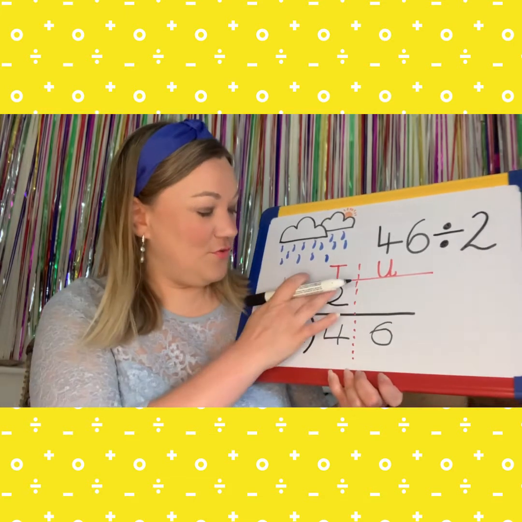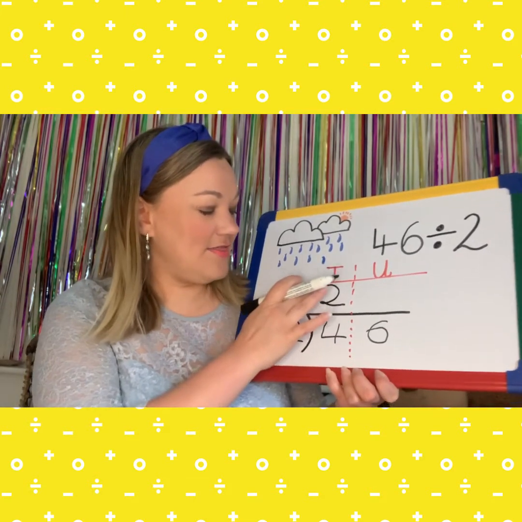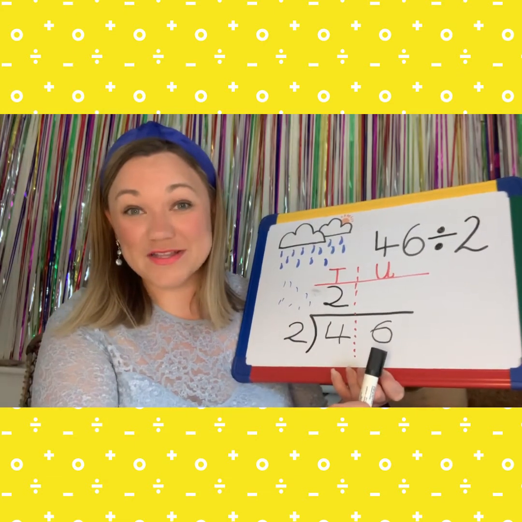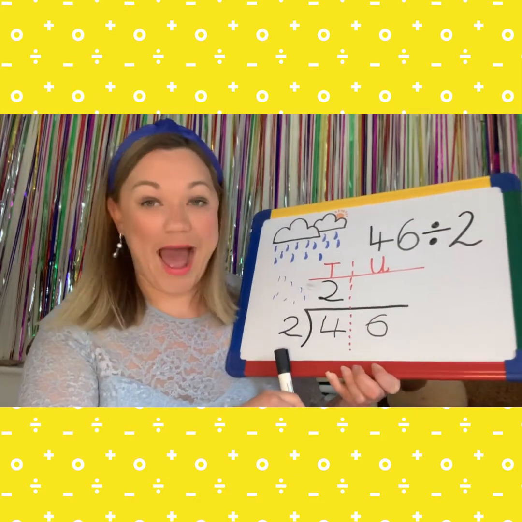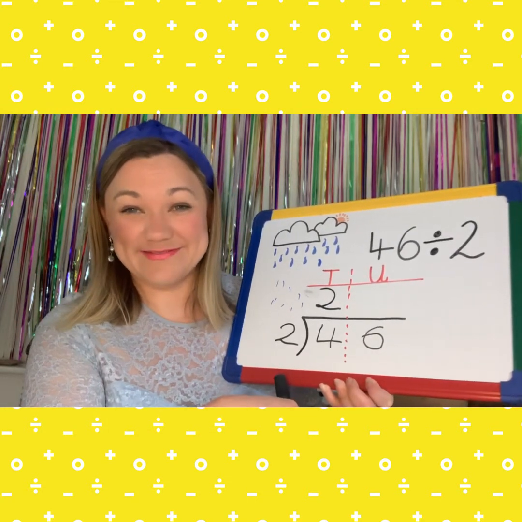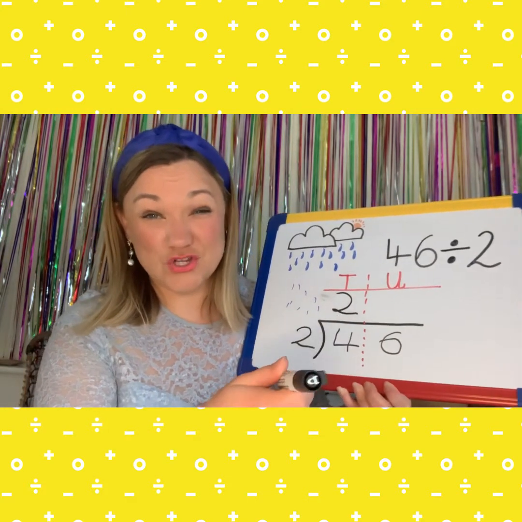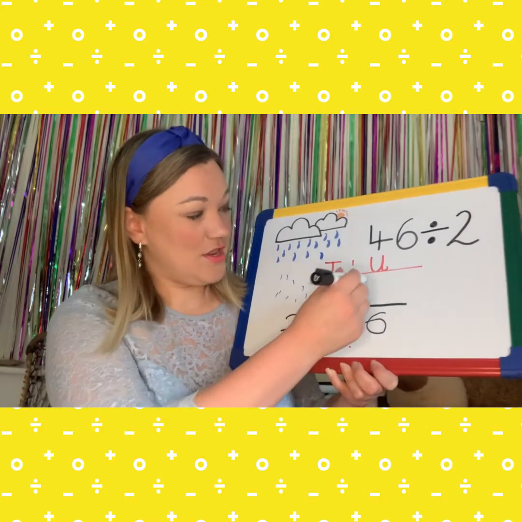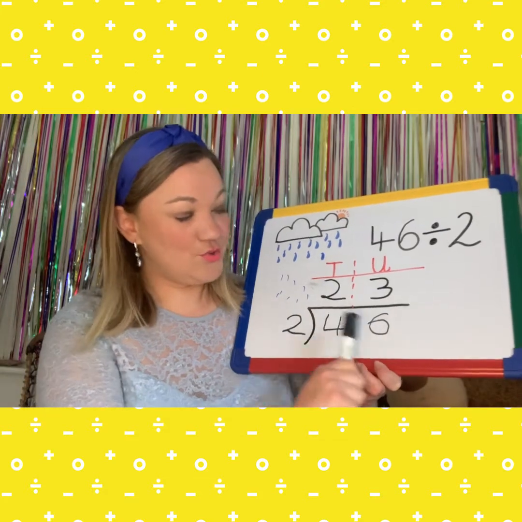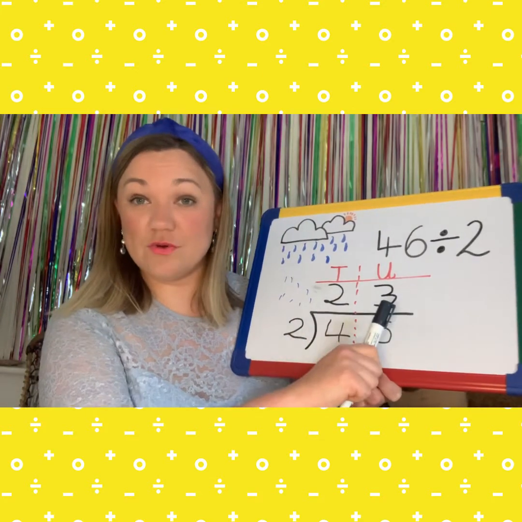It's a very curvy 2, isn't it? Okay, so then the next thing I'm going to do is the exact same, but with the ones or the units column. How many 2s are there in 6? Or 6 divided by 2? Have a think. You might know this. It's in your 2 times table. The answer is 3. There are 3 2s in 6. 6 divided by 2 is 3.